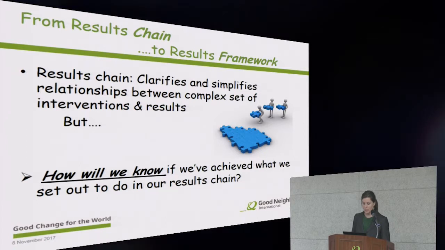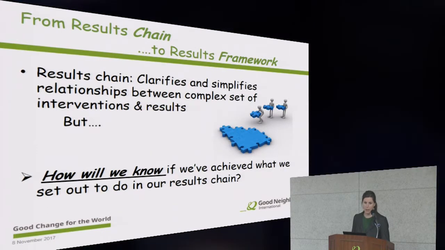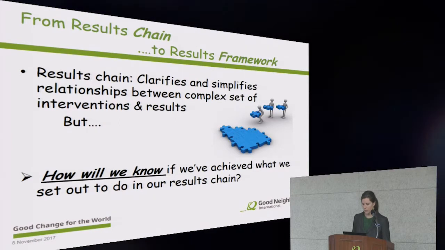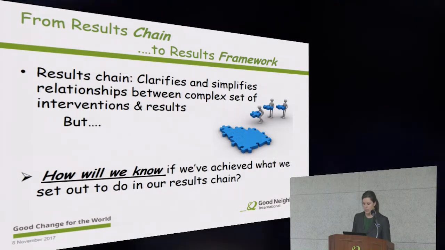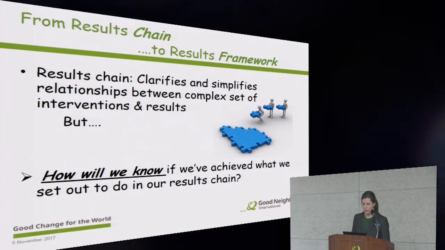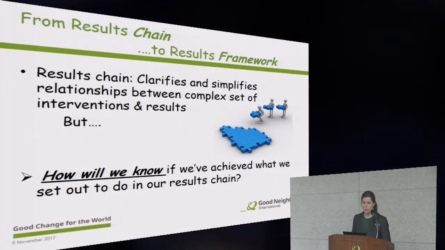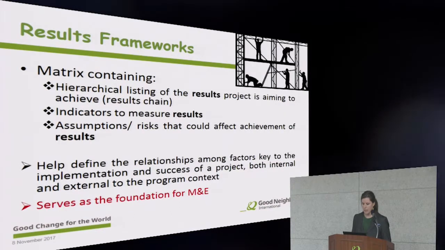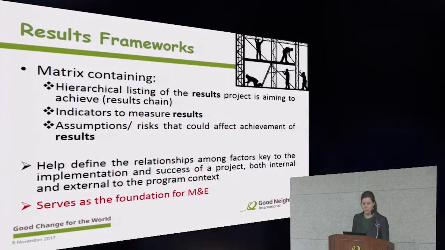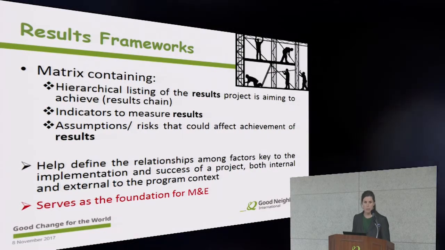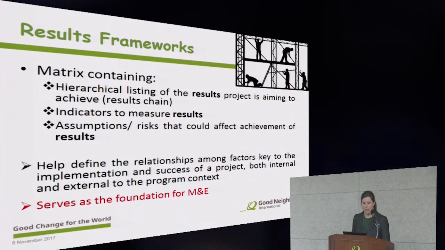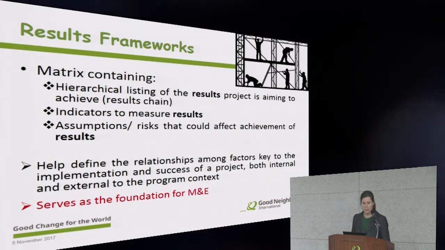But because we're managing for results, we also need to plan and specify how we'll know whether we've achieved the results at each level of the chain or not. So to do this, the results framework will be developed. So the results chain turns into the results framework here. The results framework is a matrix containing a listing of the results the project is aiming to achieve, which is the results chain that we just talked about, and the indicators to measure the results. It also includes assumptions and risks that could affect the achievement of results.